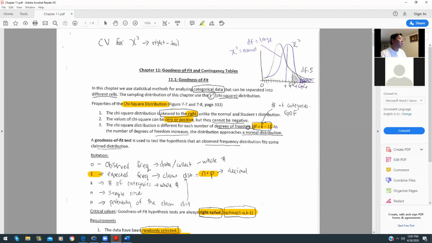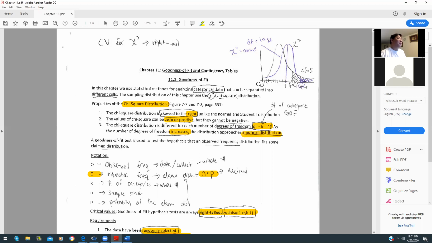The chi-square distribution has a degree of freedom of k minus 1, where k in this case is usually the number of categories. R will give you the degree of freedom, and I'll show you today what it looks like. And what if your degree of freedom keeps on increasing? That means it's getting bigger and bigger, and it will approach a normal distribution.